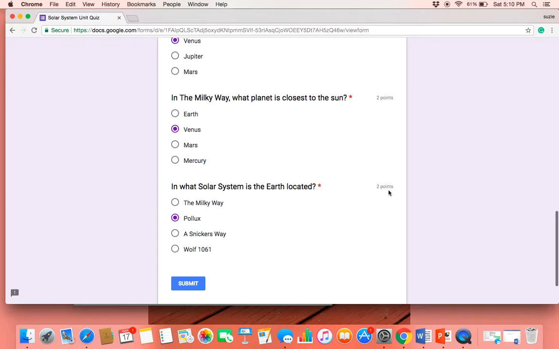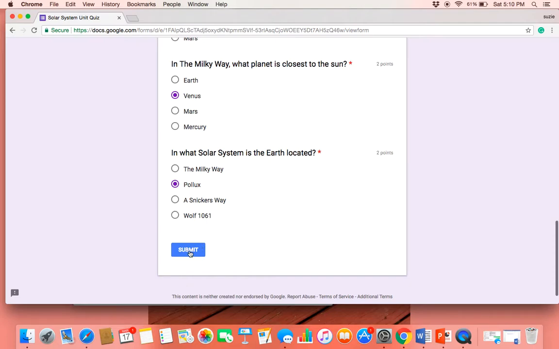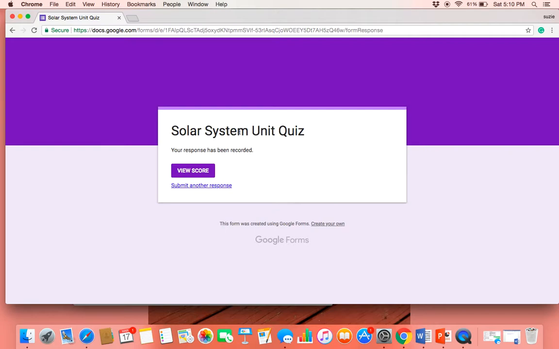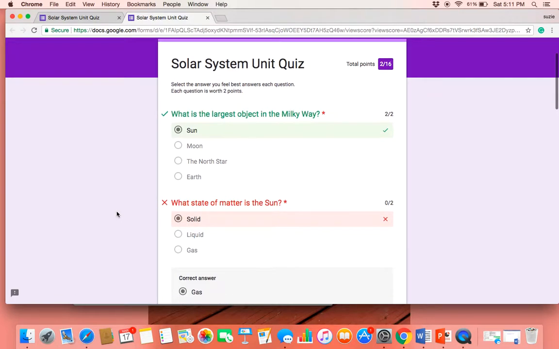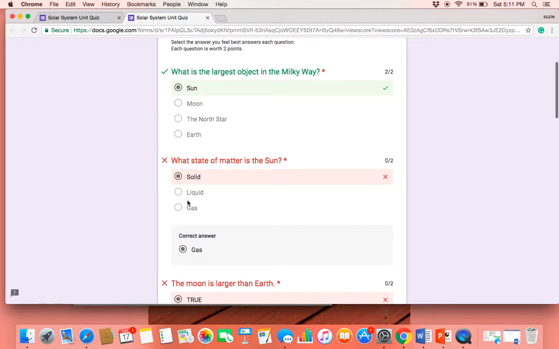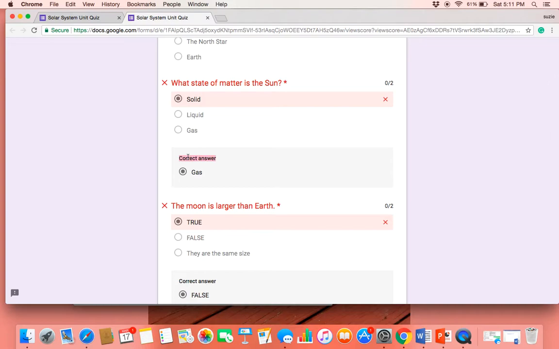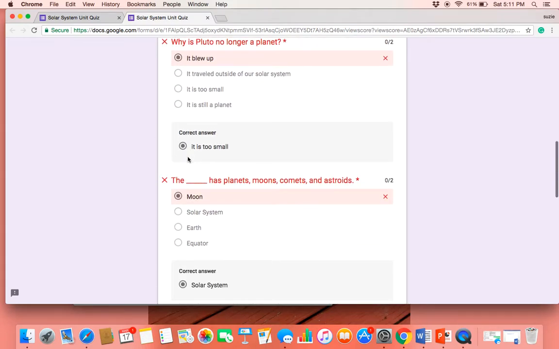So you can see that each question indicates the point value, which I find very helpful, and I'm sure students would also appreciate that, and I can submit it. So I set this quiz up so they were able to submit another response, but you can also set it up so they can only submit one response. But now I can view the answer or view the scores. So I can see which questions I got correct and incorrect, and it also indicates the correct answer, which is very, very nice.